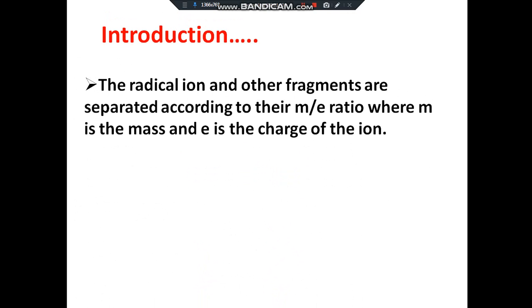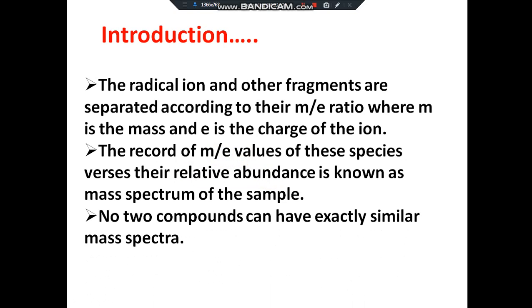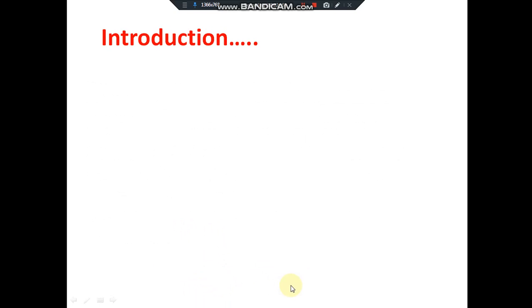The radical ion and other fragments are separated according to their m/e ratio, where m is the mass and e is the charge of the ion. The record, that is the mass spectrum, is the graph between relative abundance and the m/e of the species, especially positive ions. No two compounds will have the same pattern of mass spectrum.